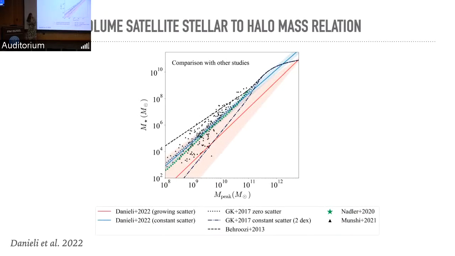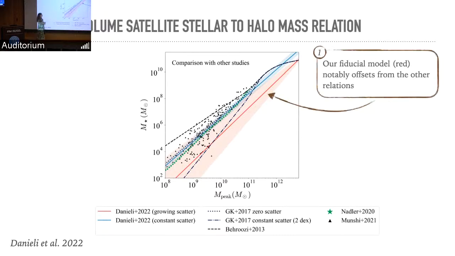And this is what we derived for the stellar to halo mass relation. So again, this is the stellar mass on the y-axis I showed you at the beginning. And this is the halo mass. And I want to point out, it's a messy plot, but I want to point out three main results. So our derived relation is shown here in red. Okay, so this is the average relation. You see that the scatter is growing.